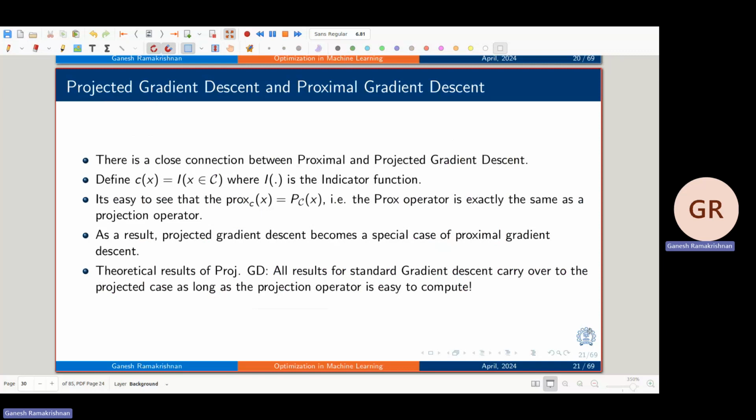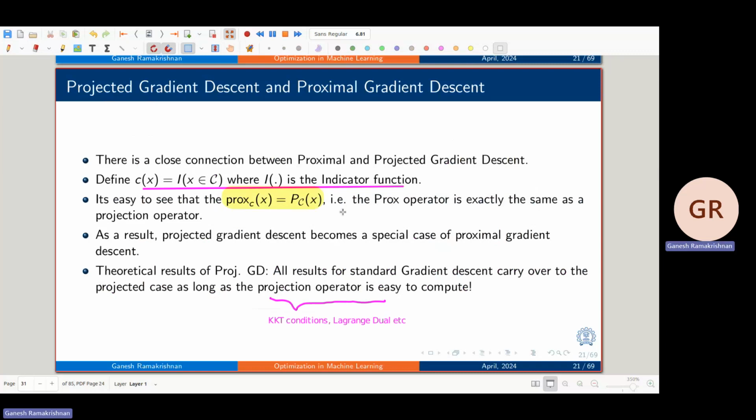Again, I'm just highlighting the connection between the proximal and projected gradient descent. Projected gradient descent is simply an instance of the proximal gradient descent. The projection operator is the prox operator under constraints. Okay.